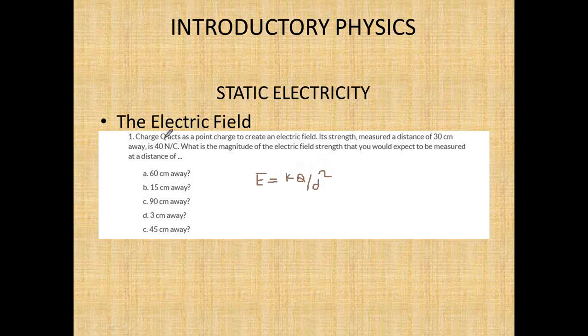So, charge Q acts as a point charge and it creates an electric field. So you have an object with a charge, it creates an electric field, and its strength is measured. You're measuring the strength at a distance of 30 centimeters away. The electric field strength is this. What is the magnitude of electric field strength you would expect at a distance?